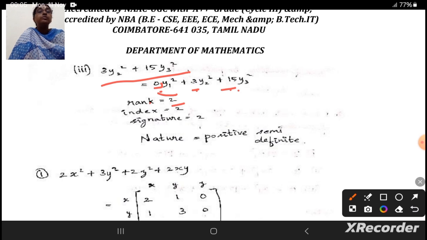And the index is the number of positive values. The positive values are 3 and 15, so the index is also 2. And the signature is positive values minus negative values. Here we won't consider the 0. So positive values are 2 minus negative values 0, so 2 minus 0 is 2. Here all the eigenvalues are 0, 3, 15. All the values are positive and one is 0. So we can call it positive semi-definite. Thank you.